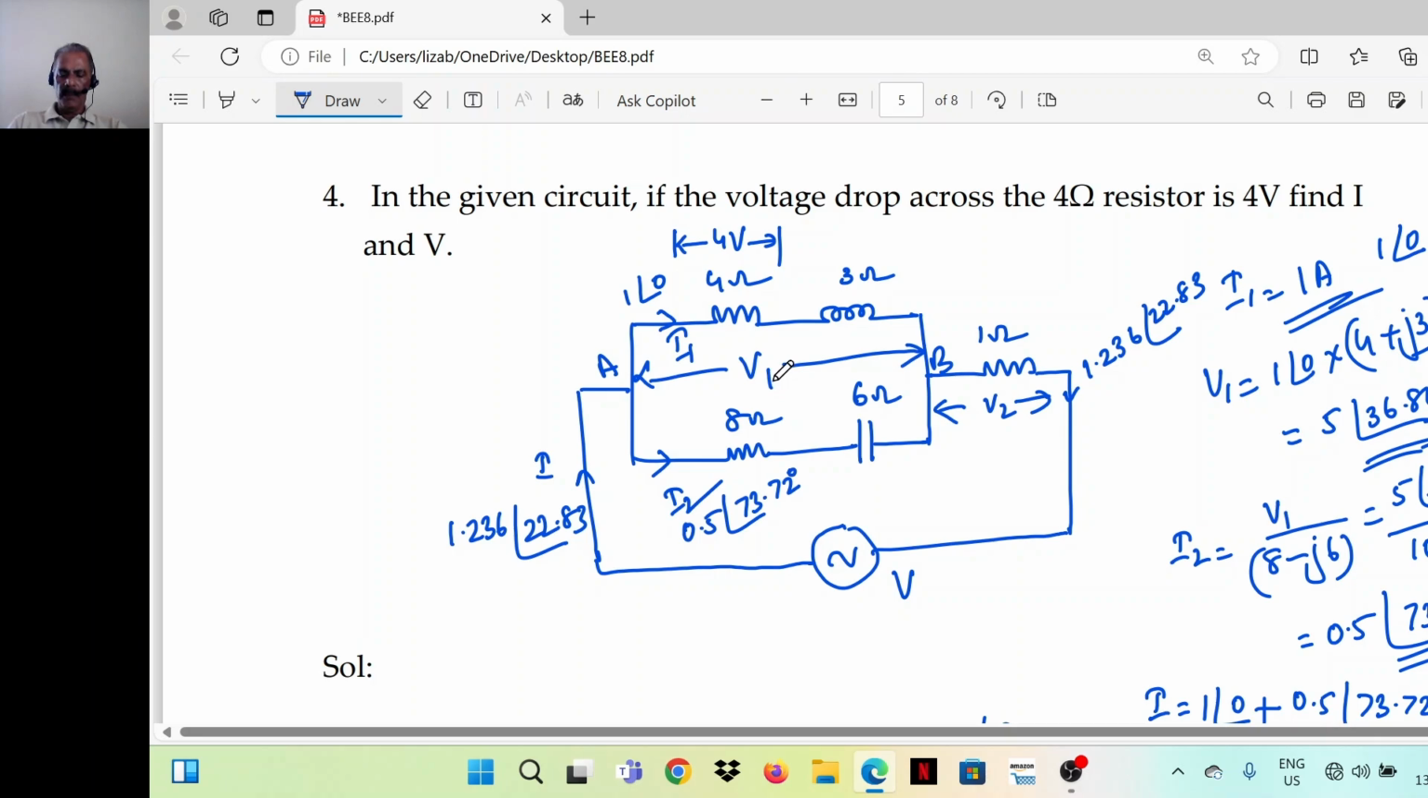Again, from this we can find I2. I2 is V1 divided by 8 minus j6. Add I1 and I2 and we get the total current I. Then to find the total voltage, find the voltage across the 1 ohm resistor, that is total current into 1 ohm, the same 1.236 angle 22.83. Add V1 and V2 and we get the total voltage V.